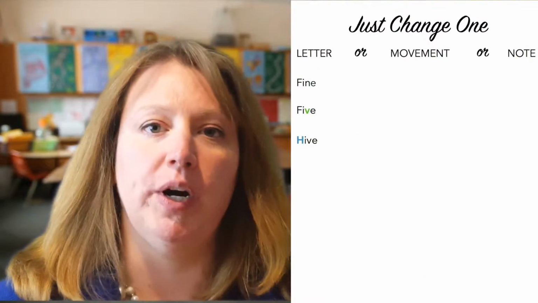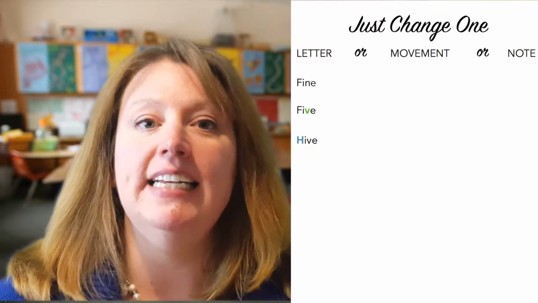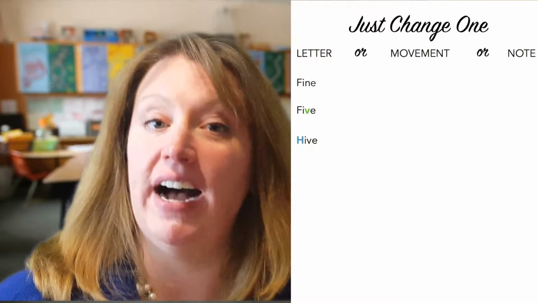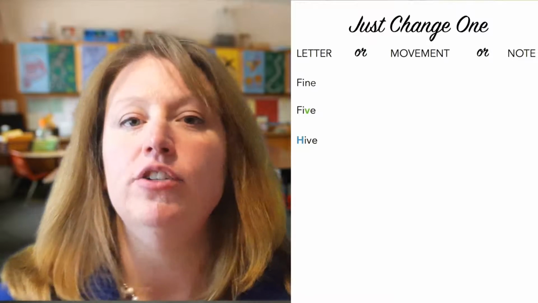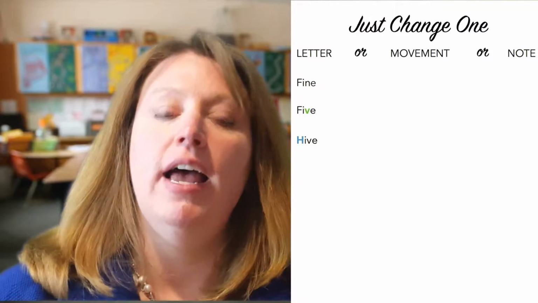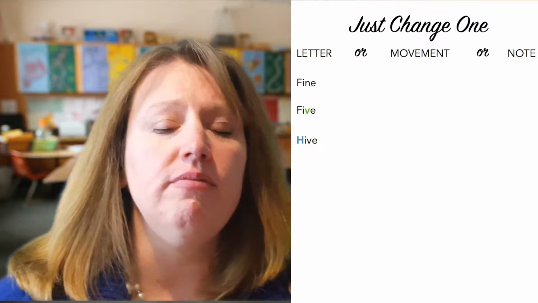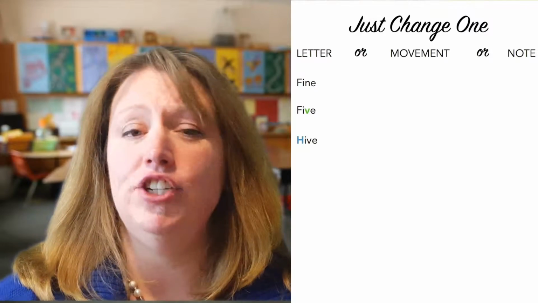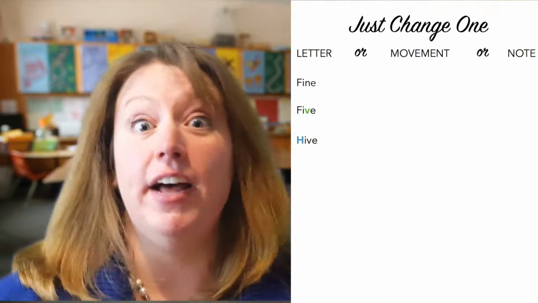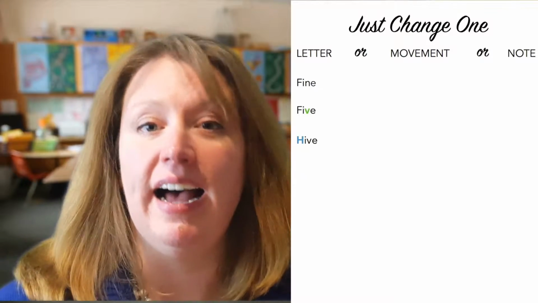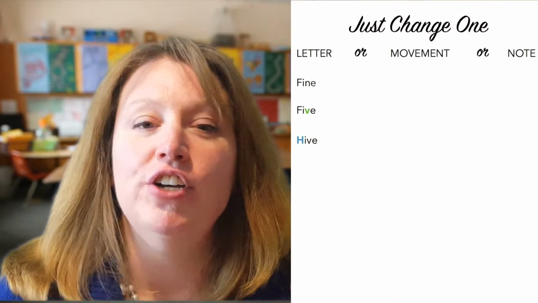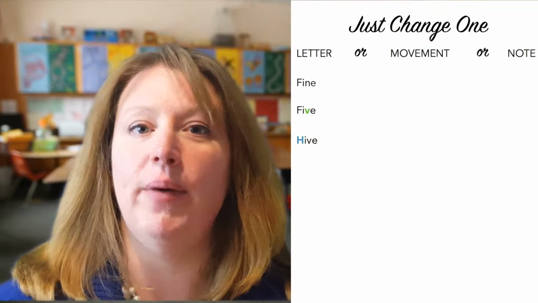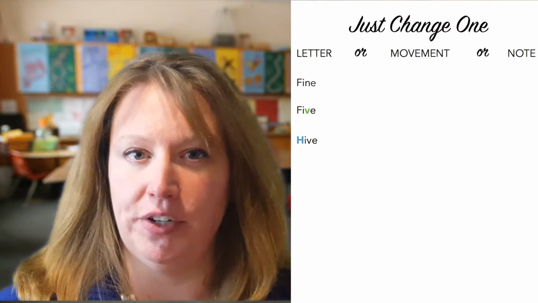So for instance, in the column for letter, I might have a list of words, or I might start with just one word like fine. I'd need to change one letter in the word fine to make it a new word. So maybe changing the N to a V and making it five. And then changing another letter in that word, making it hive, changing the F to an H. So students could keep going that way to see all the variations that they could create.